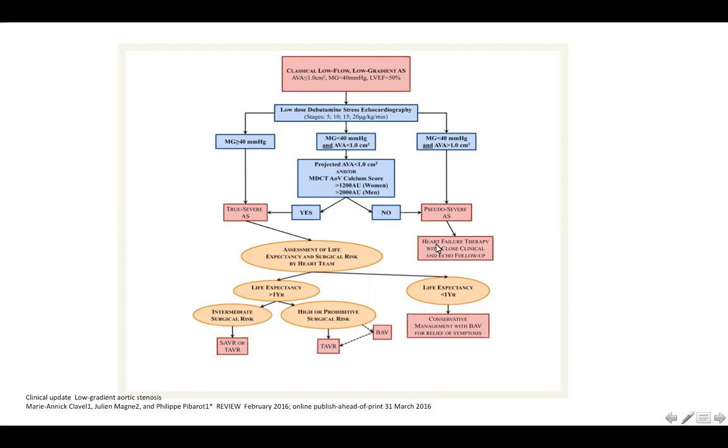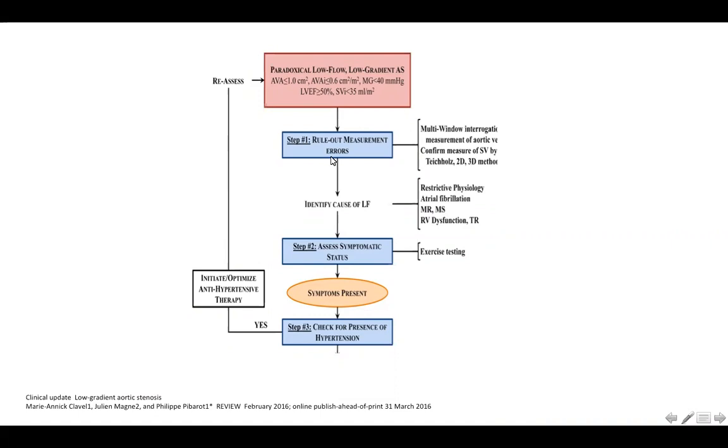In the case of paradoxical low flow, low gradient with preserved ejection fraction, step one is to rule out any error by the echo. If you rule out measurement error, the second step is to find the cause of the low flow. Is it restrictive physiology, AFib, mitral stenosis or regurgitation, or RV dysfunction? By the way, restrictive physiology is a contraindication to dobutamine stress. Then assess the symptomatic status of the patient by exercising him. If the patient is symptomatic, step three, you have to treat the hypertension, because hypertension increases the afterload, and the afterload will decrease the flow.